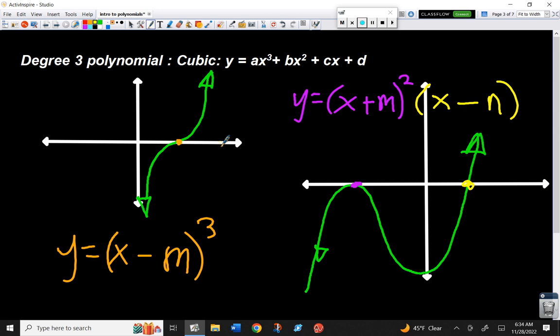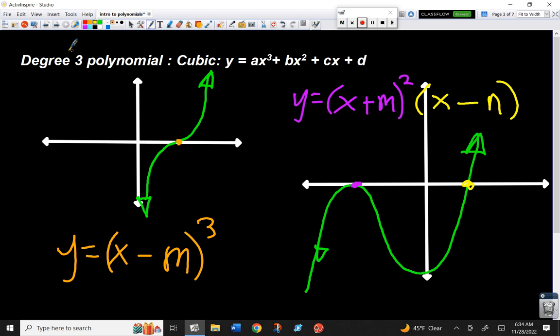But basically, that's what you would have. You would have a double root and a single root, or a triple root, and that's what these graphs would look like. Of course, I could flip them upside down. That's another thing we could do, but we'll talk about all that later on. But for right now, I just want you to get familiar with what these graphs could look like.